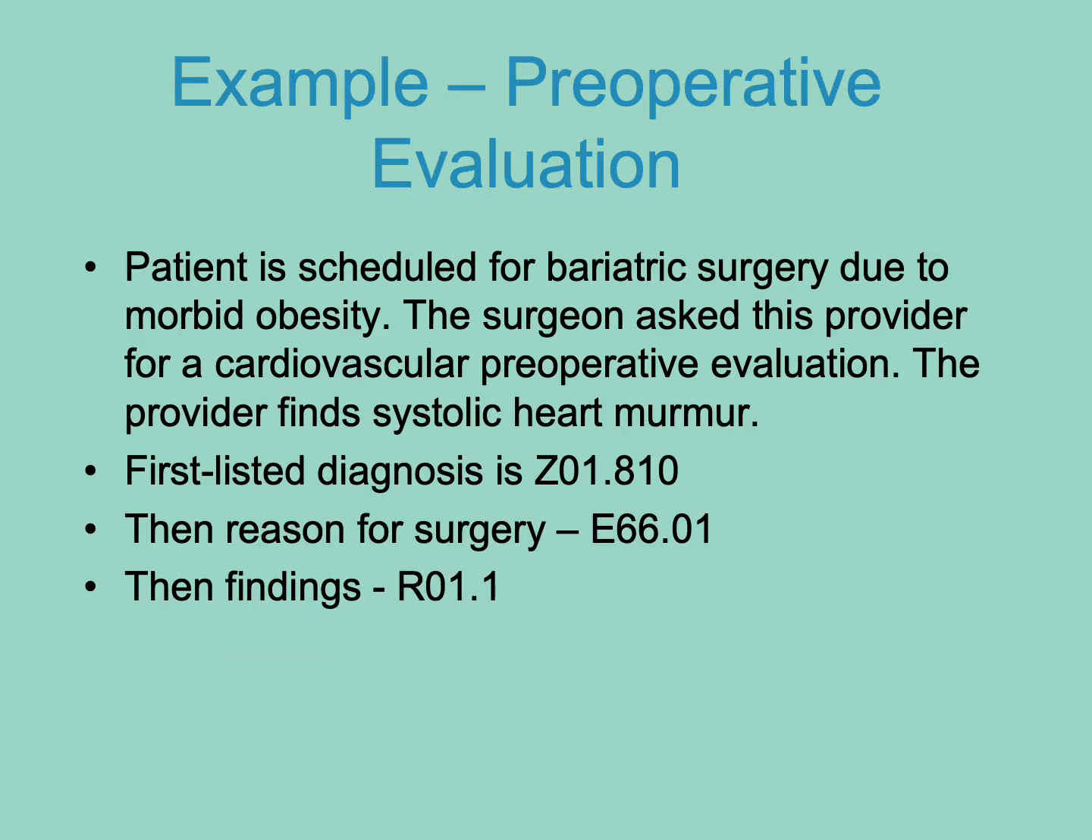So here's an example. Patient is scheduled for bariatric surgery due to morbid obesity. The surgeon asks this provider for a cardiovascular preoperative evaluation. The provider finds a systolic heart murmur. So the first listed diagnosis is Z01.810, preoperative cardiovascular exam. Then the reason for the surgery is E66.01, morbid obesity, and then the finding is R01.1, heart murmur.